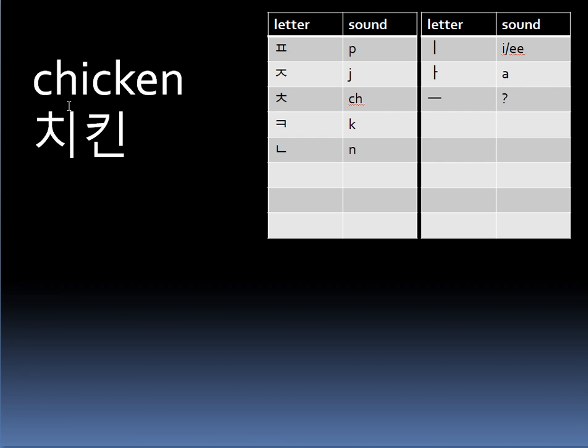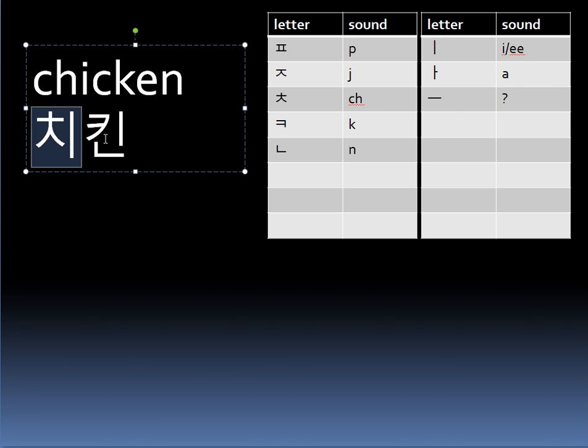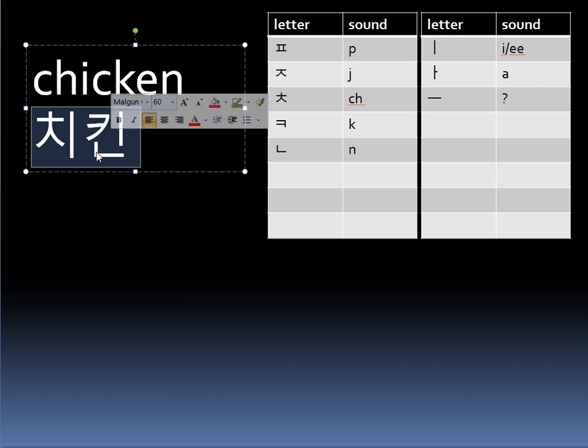Now, chicken. Let's read in Korean, chicken. It sounds very similar. This one is very close to the American pronunciation. Chicken. This one you already learned, the ch and e sound. So chi, kin. This is a new one. This one, this guy.